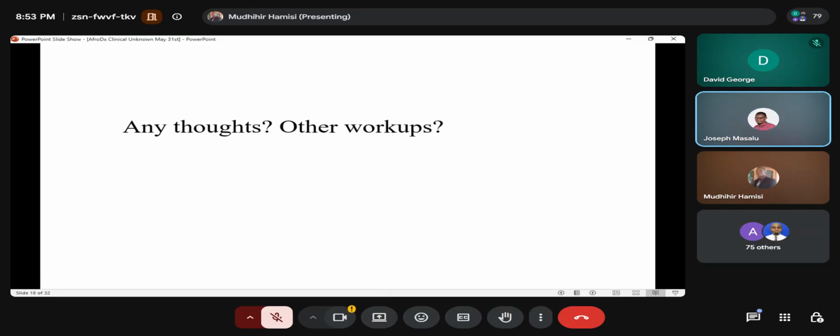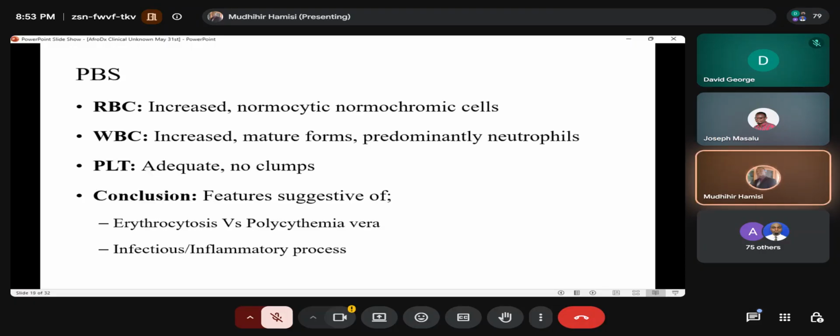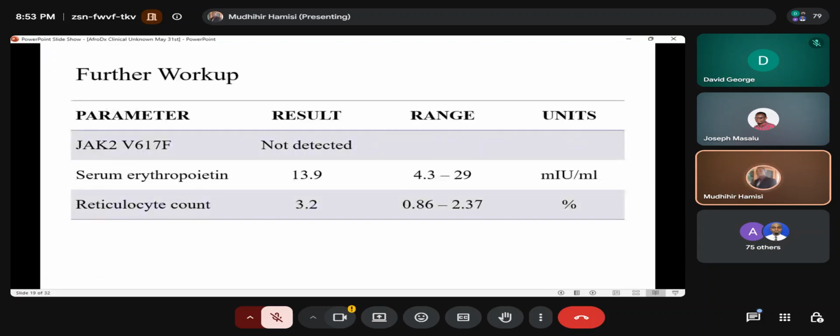Back to you. Okay, due to time, let me go quickly. We did other investigations. We did the peripheral blood smear. However, it was in keeping with polycythemia and also an infectious or inflammatory process, but nothing else significant. Yeah, we also did the serum EPO, as you said. It was found to be in the normal range. And also the JAK2, as you mentioned, was undetected. Any comment, Dr. Joseph?